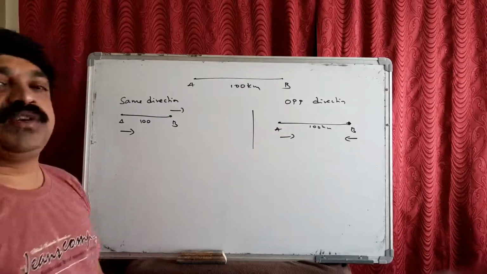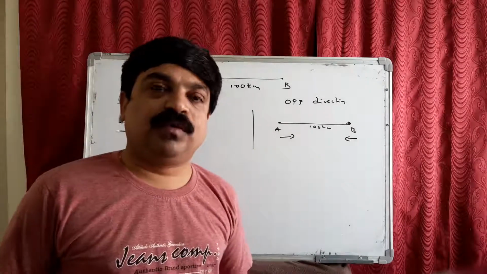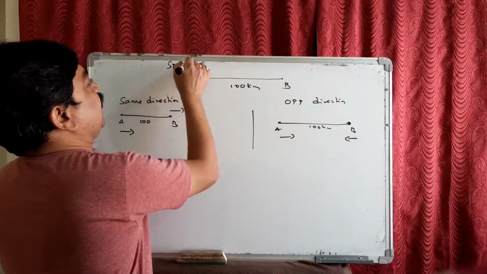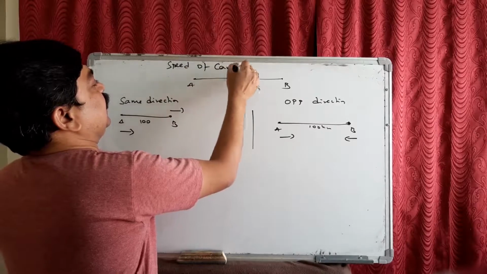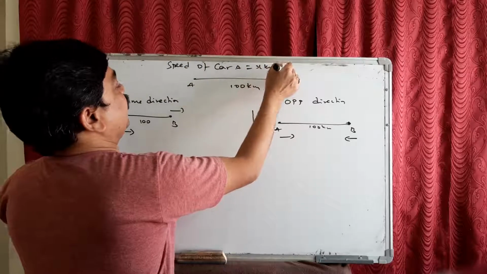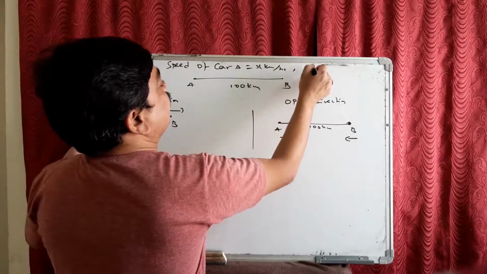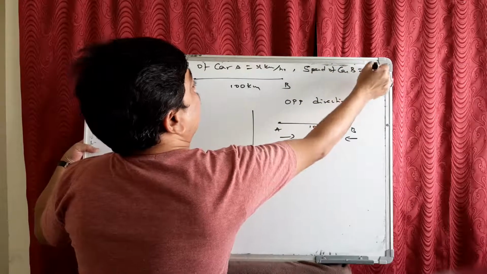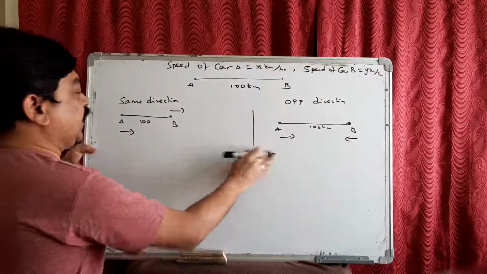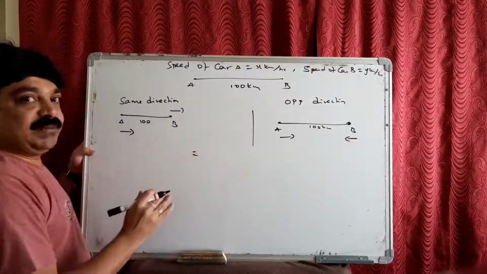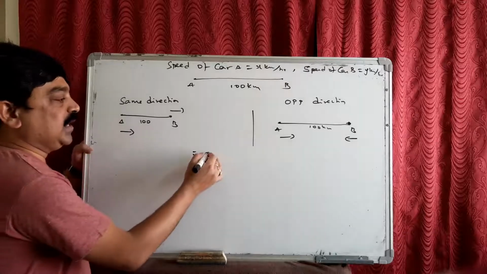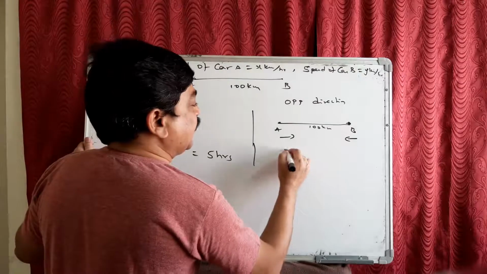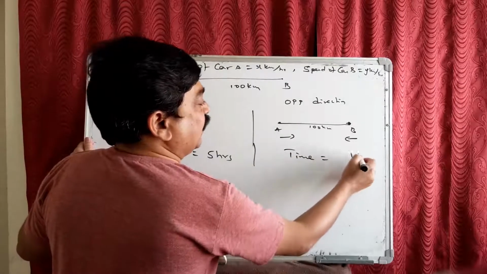Okay, what is the final question? What are the speeds of both the cars? Okay, let us write. Let the speed of car A be x kilometer per hour and the speed of car B be y kilometer per hour. You are told that the time taken when they move in the same direction is 5 hours. When they move in different directions, the time taken is 1 hour.